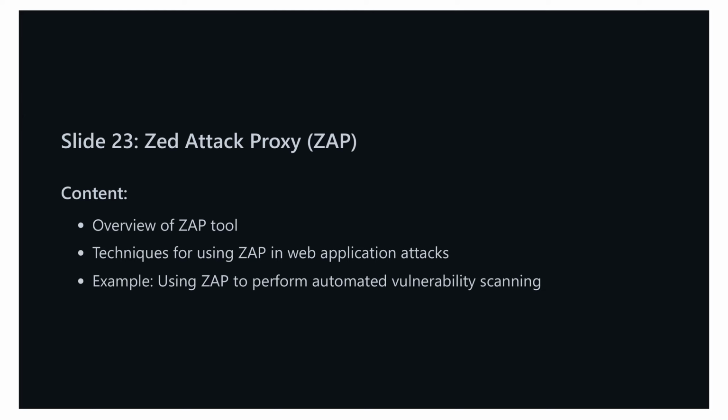In our example, we will demonstrate how to use ZAP to perform an automated vulnerability scan on a web application. This process involves configuring ZAP to intercept requests to identify potential security flaws like SQL injection, cross-site scripting, XSS, and other common vulnerabilities. Moving forward, our next slide will cover another essential tool, Postman. We will explore how Postman can be used to interact with API endpoints, providing an overview of the tool, techniques for testing APIs, and a practical example.